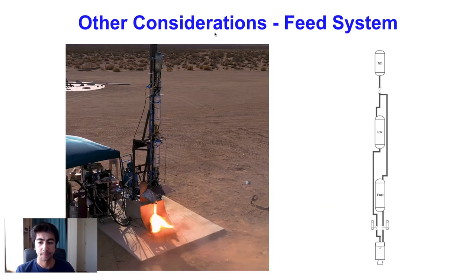And so here you have Eureka 1. This is our rocket. And you can see that we use a pressure fed system, right? We have a tank at the very top. This is our pressurant tank, and it's pushing down on both of these propellant tanks. And so here's a simplified diagram of our system.